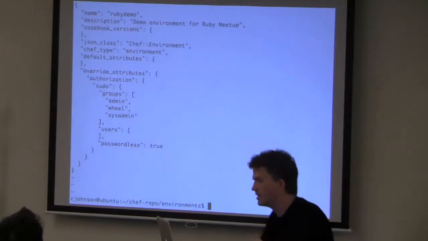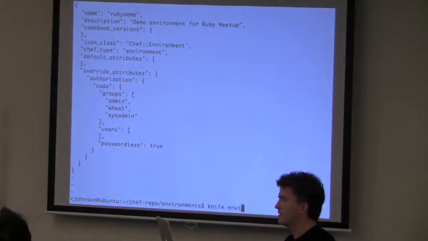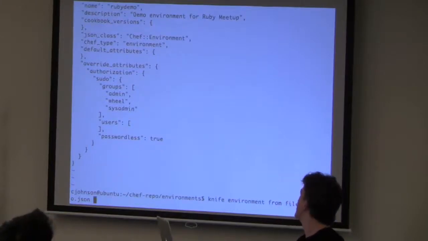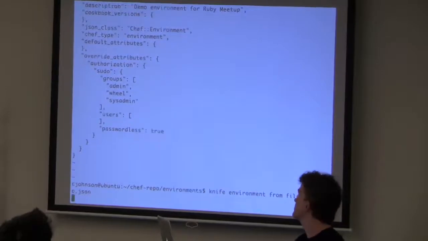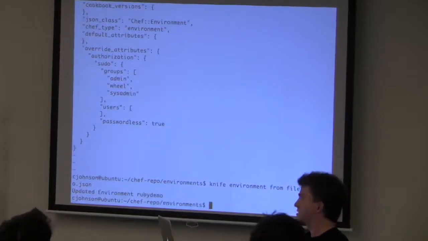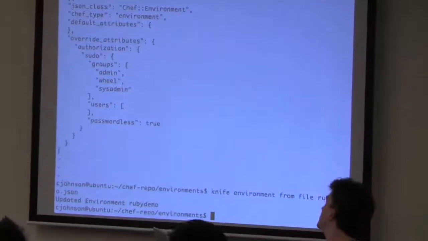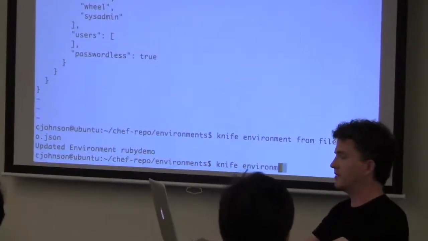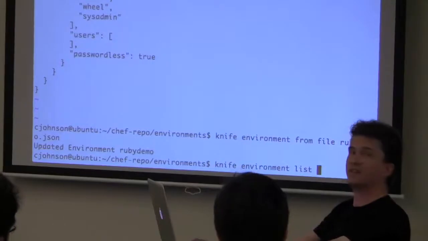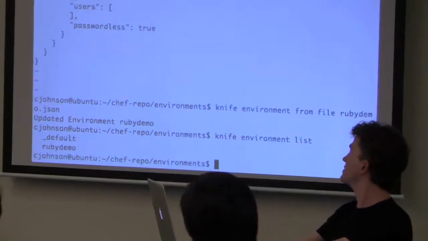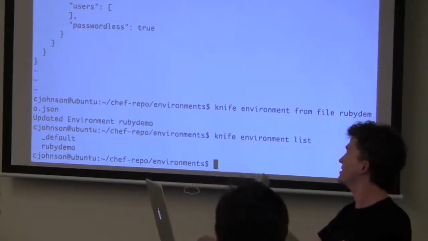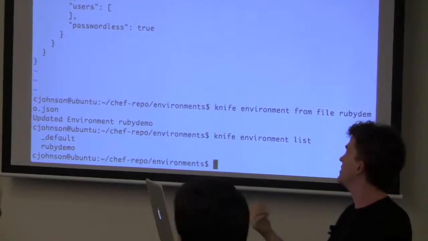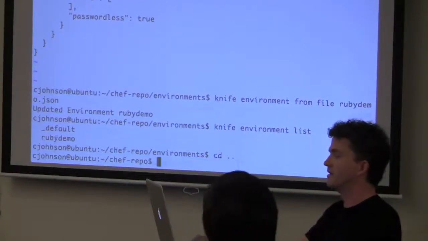So to load that, I'm just going to say knife environment from file rubydemo.json, and that is going to upload straight to the Chef server. Then knife environment list will go out and talk to the Chef server, and I've got the default environment that it builds for everybody and the Ruby demo environment.